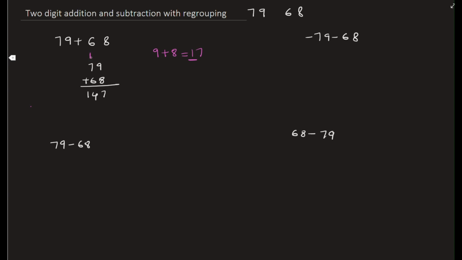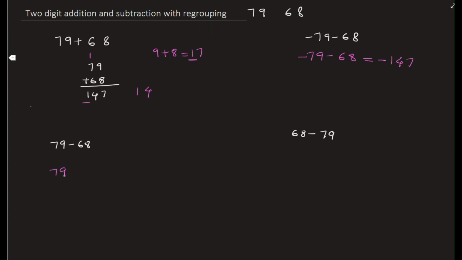And here in the tens I have 1 plus 7 plus 6. So 1 plus 7 plus 6 equals 14. So again 14, two digits. So 4 will come at the tens place and 1 will come at the hundreds place. So the answer is 147. Same for negative 79 minus 68. The answer is 147 with a negative sign.